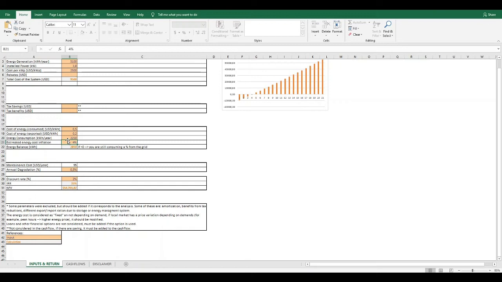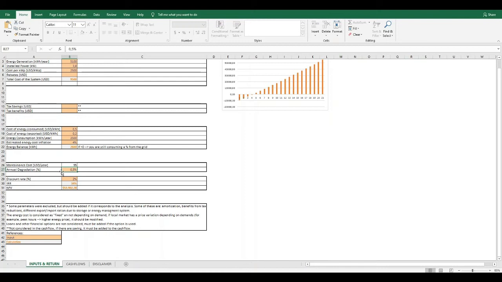After completing the energy consumption, we have to estimate the energy cost inflation per year. We can get that from historical raises in the price of electricity. Let's say that it's going to be 4% in this case. We also need to enter the annual degradation of the PV system per year. A good base is to set it at 0.5%, if the PV modules and components have a good quality.